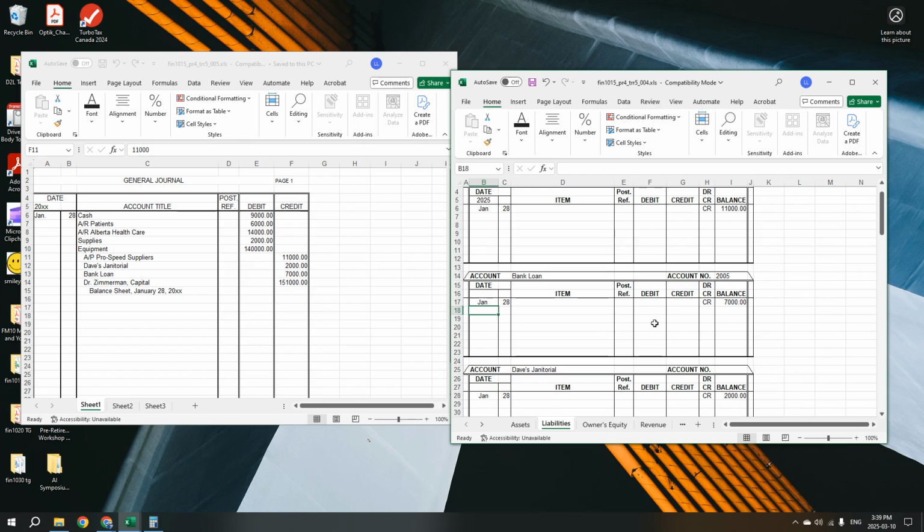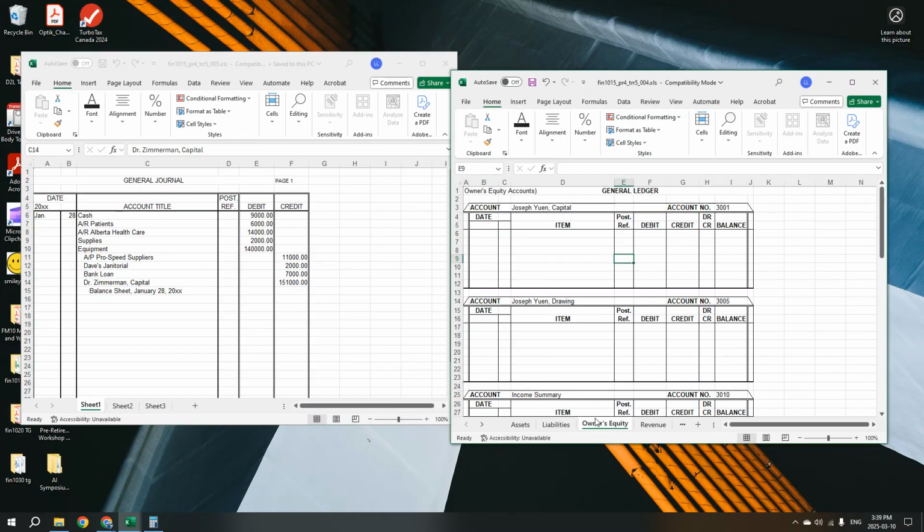All right. And then lastly, for Zimmerman Capital, we go into our third tab here, owner's equity. This is obviously the wrong template. Sorry about that. So it's not Joseph Yuen, it is Dr. Zimmerman. And the date is January 28th. It has a credit balance because it's owner's equity, and it is $151,000. Okay, so that's the end of training room 5 in project 4.